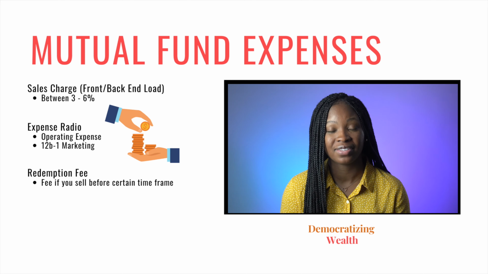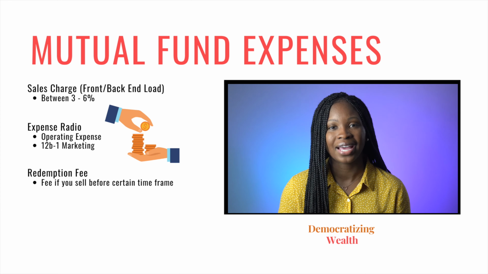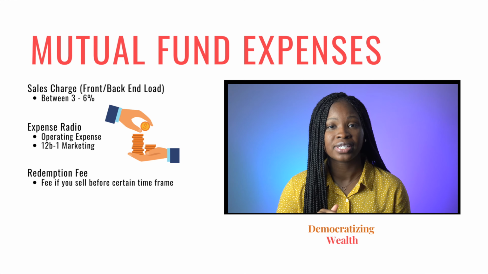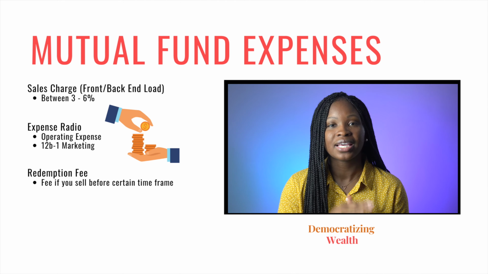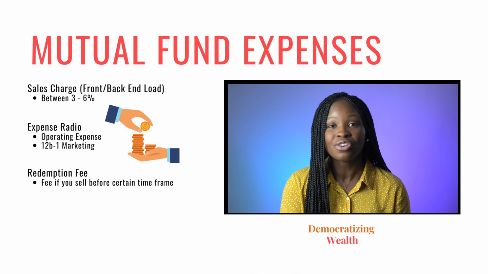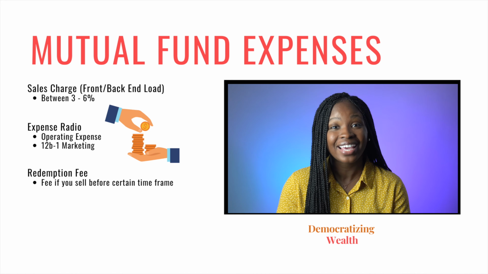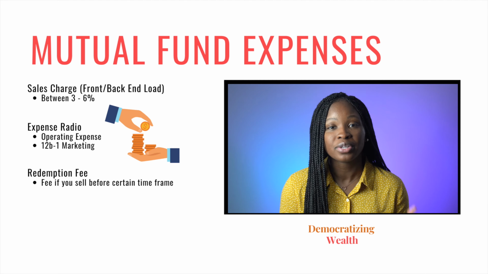The first one we have is a sell charge, and you often see it as either a front load or a back load, and it's usually between 3 to 6%. What that means is that's the money that's taken from the top. So before your money is even invested, they're taking a percentage out. Basically, before your money even gets invested, you're already down 3 to 6%.